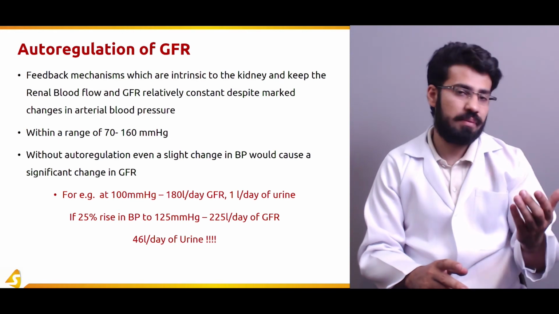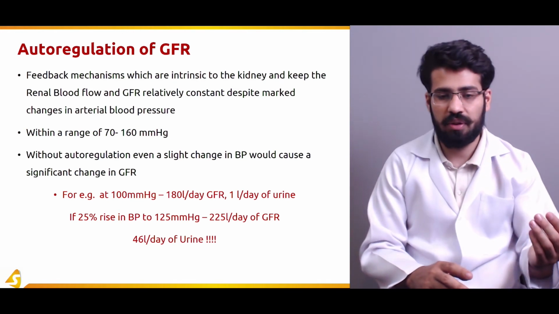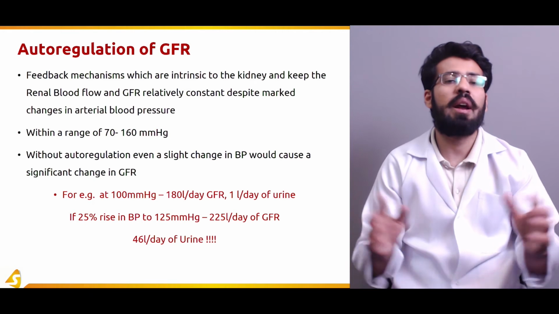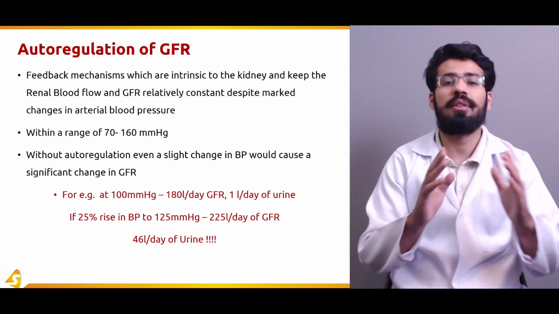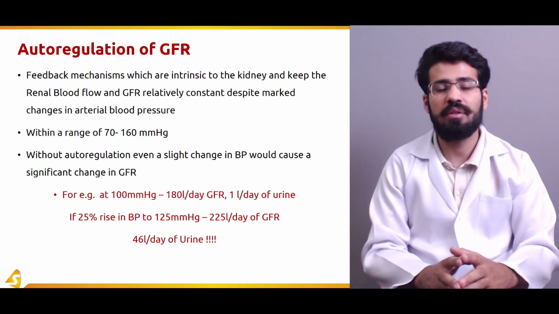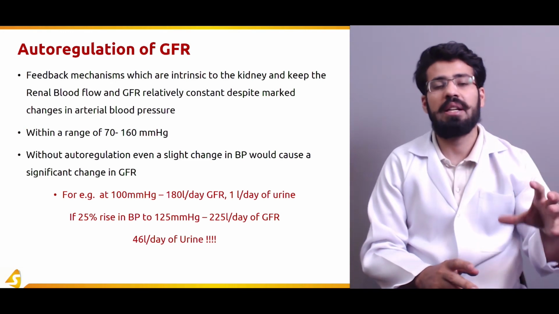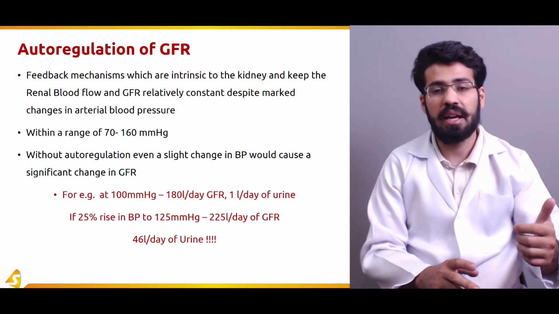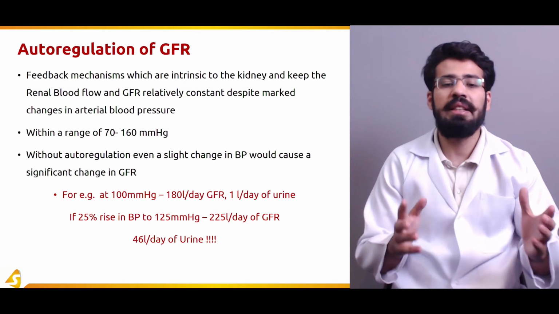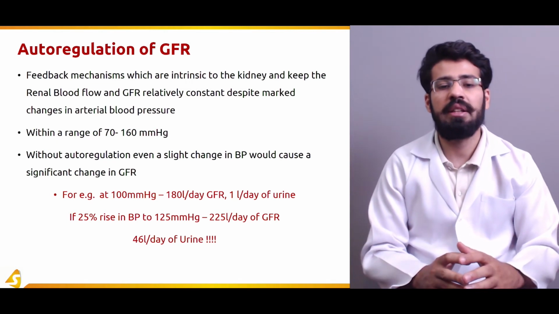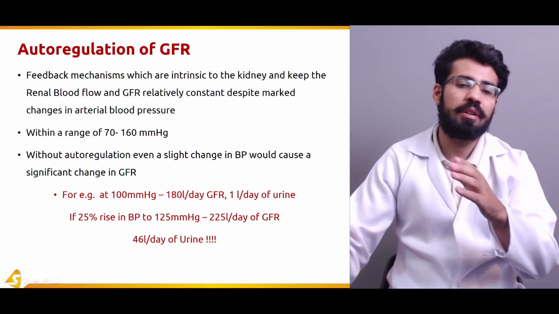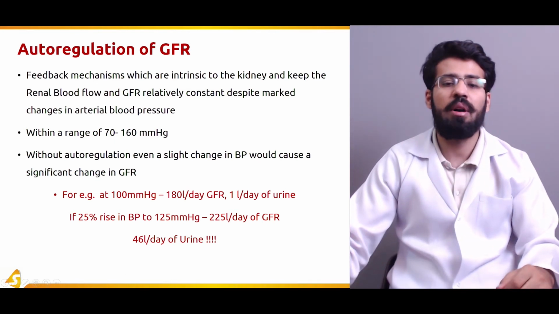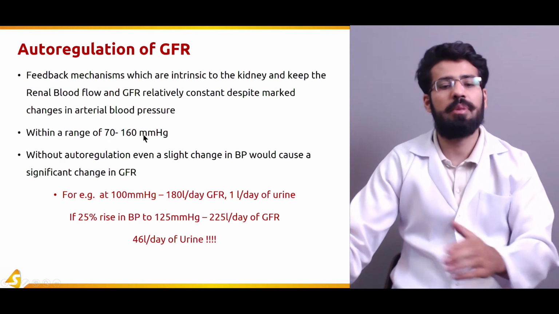Despite the pressure being increased or reduced, whatever the condition is with the arterial pressure, if the feedback mechanism, or the autoregulation of the glomerular filtration rate, this particular mechanism which is intrinsic to the kidney, is active, there will be minimum alteration in the renal blood flow and the glomerular filtration rate. Now, this particular range is about 70 to 160 millimeters of mercury.